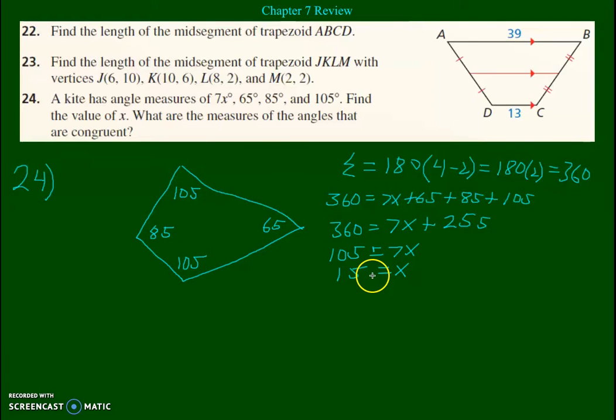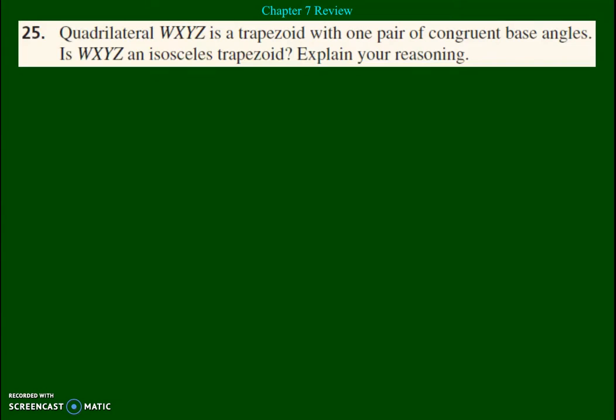And now on to problem 25. In problem 25, quadrilateral WXYZ is a trapezoid with one pair of congruent base angles. Is WXYZ an isosceles trapezoid? Explain your reasoning. Well, first step is, of course, go ahead and draw our trapezoid. And it asks us, is this trapezoid isosceles? Well, it tells us that we have one pair of congruent base angles. So let's assume that this is congruent to this.